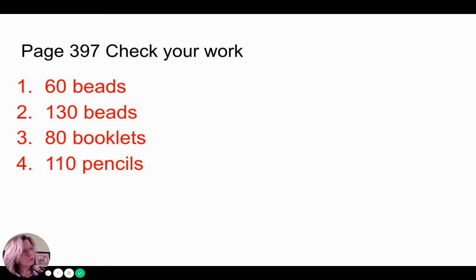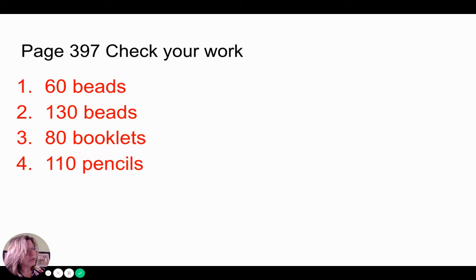For number 2, she puts beads on a string, and then 70 fall off, but we don't know how many she put on to begin with. She has 60 still on the string. So what do we have to do? We know she has 60 left. She put 70 on, but what did she start with? Sorry, 70 fell off. How many did she start with? Yeah, we have to add 60 and 70 to get how many she started with.